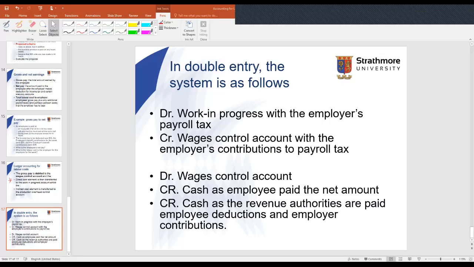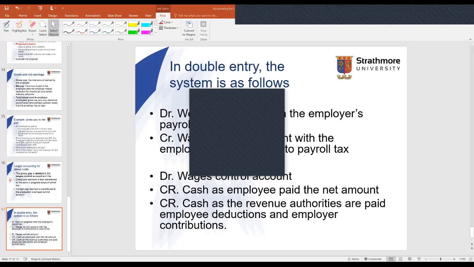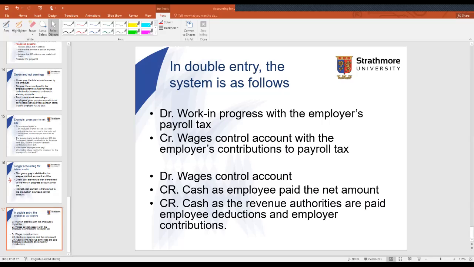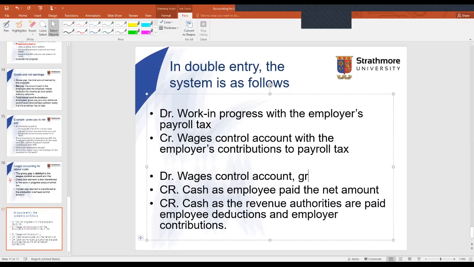Okay, no questions. So there's a question. I lifted my hand. It's debit wages control account, with the gross pay, yes. I'm saying it's not written there what it is. It's debit wages control account with the gross pay, the gross earnings.